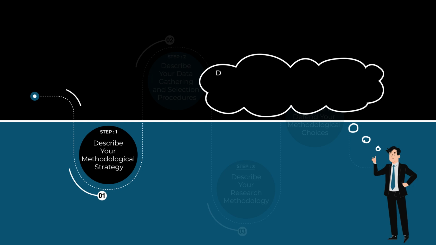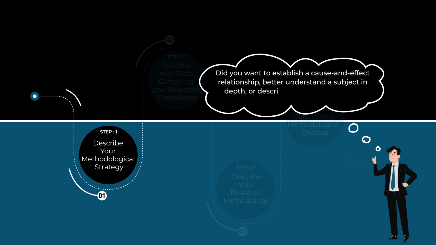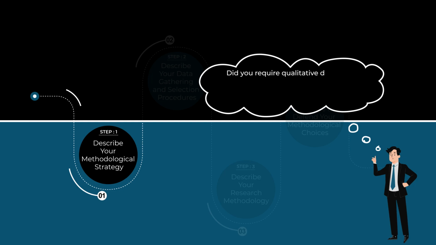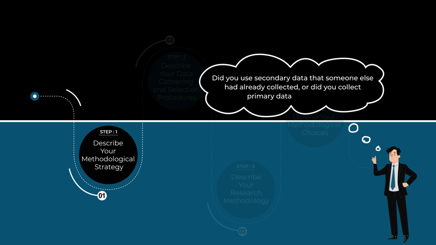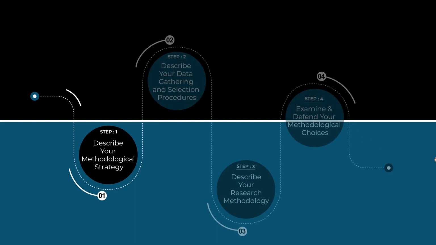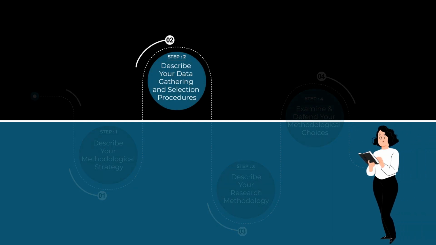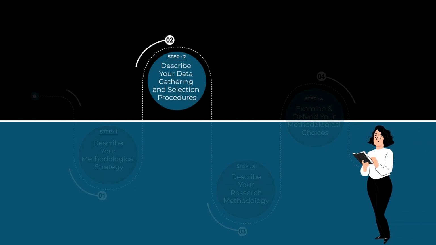For example, did you want to establish a cause and effect relationship, better understand a subject in depth, or describe the characteristics of something? Did you require qualitative data that is expressed in words or quantitative data that is expressed in numbers? Did you use secondary data that someone else had already collected, or did you collect primary data on your own?